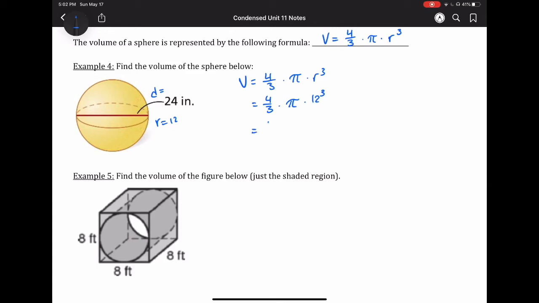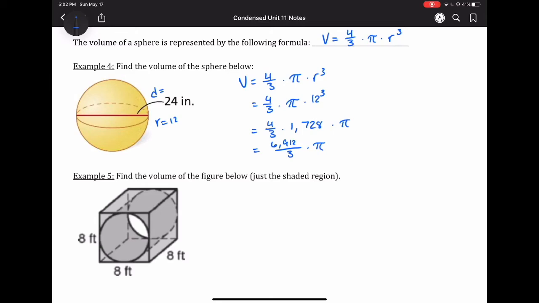All right, let's rearrange this. 4/3 times 12 cubed. 12 cubed is equal to 1,728 times pi. 4/3 times 1,728 could be a little messy. It might be beneficial when you're solving a problem like this to multiply the fractions together first, remembering that every whole number is set over 1. So that really gives you 6,912 over 3 times pi.